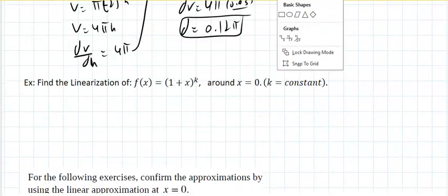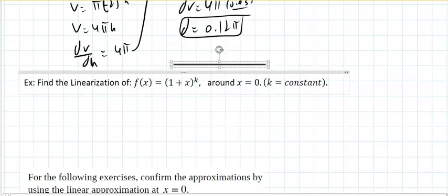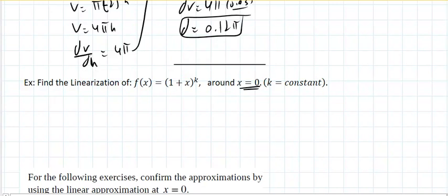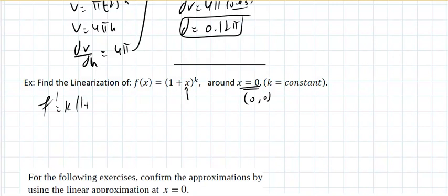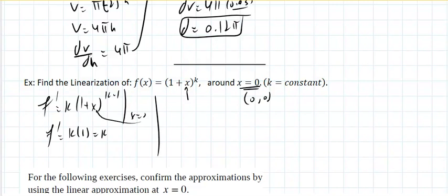Okay, and here's one that's going to come up a lot. I want to find the linear approximation of (1 + x) to the k around x equals 0. So if x equals 0, put 0 in there. You get 1 to the k. The derivative will be k times (1 + x) to the k minus 1, evaluated at x equals 0. If you put a 0 there, the derivative is simply k times 1, which is k. So wouldn't the linear approximation be y minus y1 equal m times x minus x1?